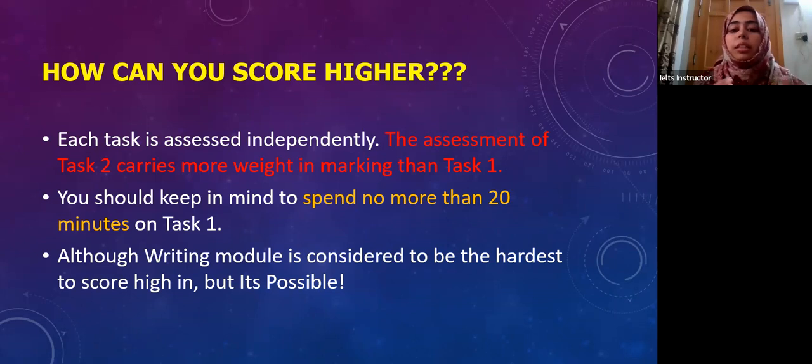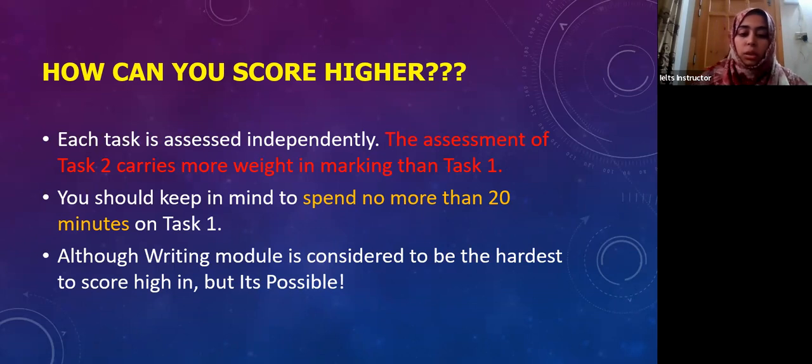And you should leave the rest of the 40 minutes for task 2, so you can write the essay comfortably, and if you have time left, then you can reread the essay and point out any mistakes you have made in the first attempt. So that allows you to revise the essay as well.